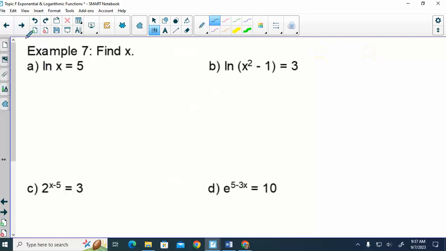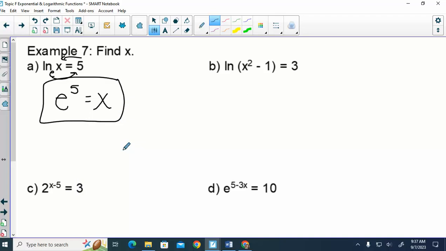Last slide of the day. Find x. Okay, natural log of x equals 5. It's not as obvious here. So if you have a log and you don't know how to solve it, what could we change it to? Exponential. What is the base of a natural log? So this is like saying e to the fifth equals x. And that's my answer, e to the fifth power.